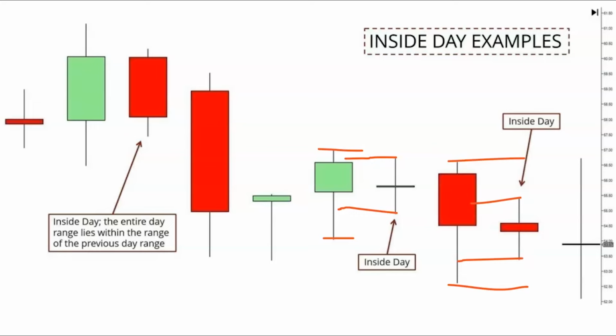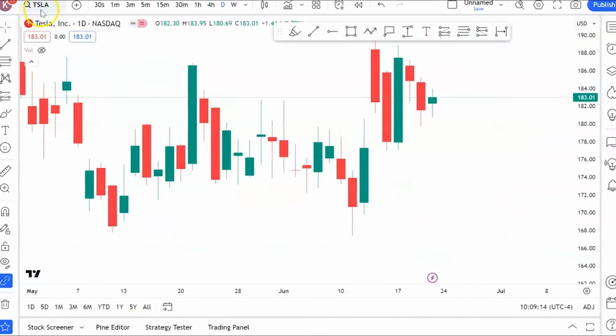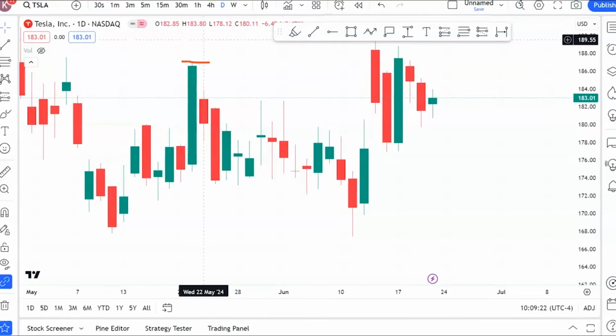So now let's dive into a chart and actually see how you execute a trade once you see an inside day candle. As you can see, I've just pulled up Tesla, and right now I have it on the daily. If we were to look for an inside day, right? Remember, this is the high of the previous day, and this is the low of the previous day, and then this is the low and the high for the other day. So this right here is an inside day.